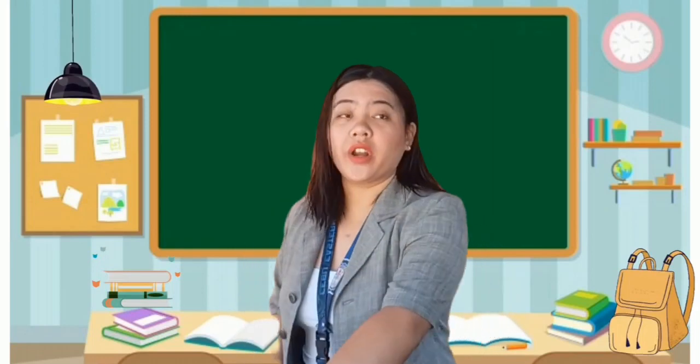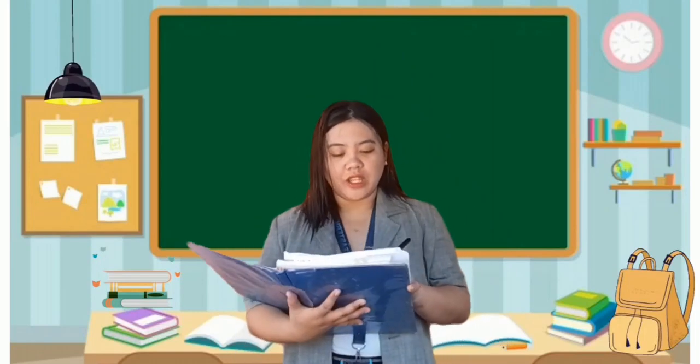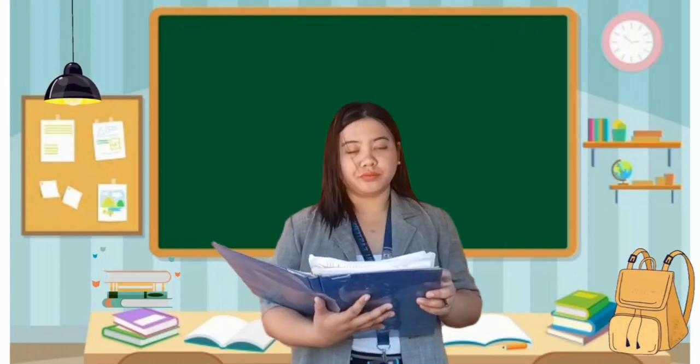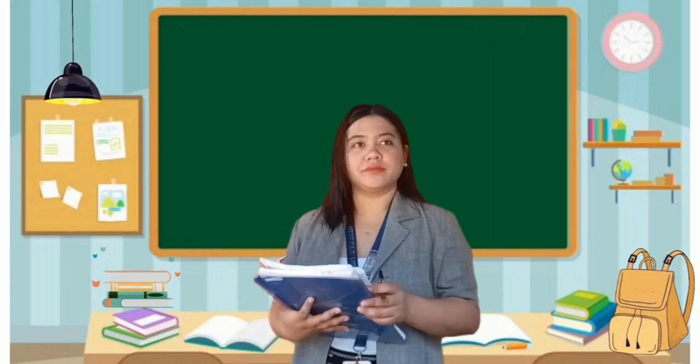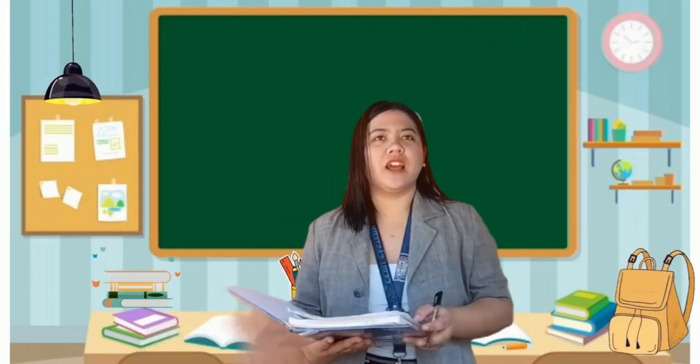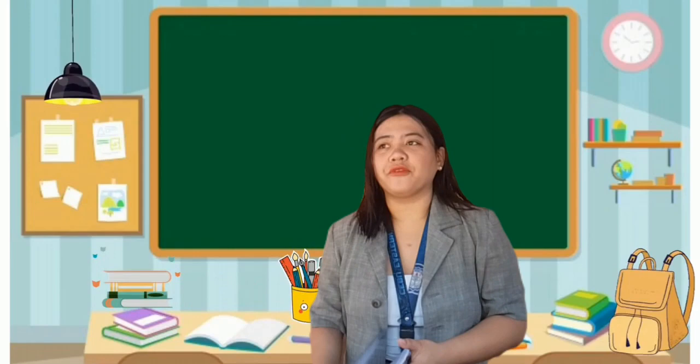Okay, very good. Now let me have your attendance. Antolihaw, present. Buntilaw, present. Very good. Katubig. And how about Drihos? Present. Very good. Since all of you are present today, you have 5 points each.